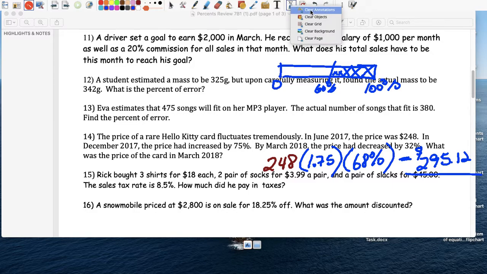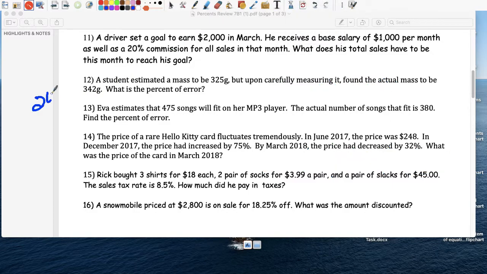That's the short way, and I'm going to do it the long way. So here's 248. It increases by 75%. So let's find out what 75% is, first of all.